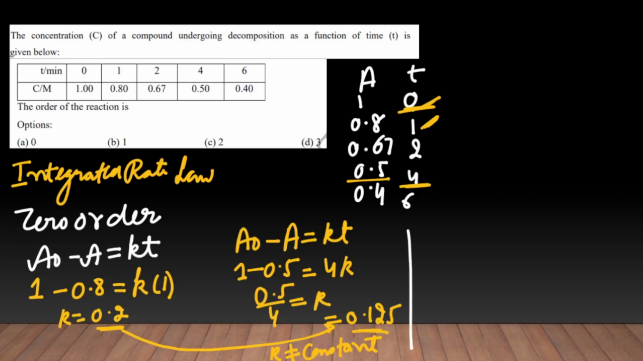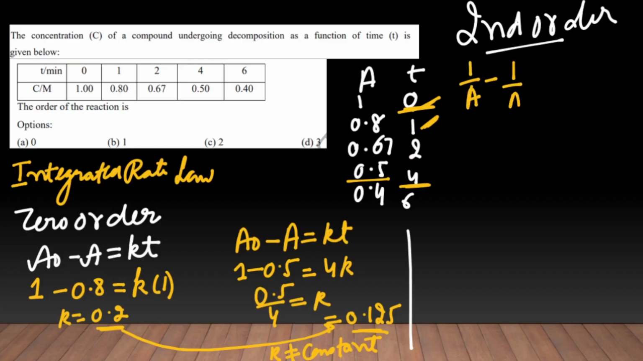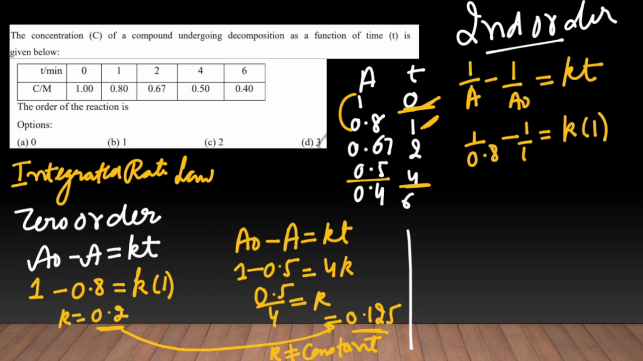Right, now after the zero order we check it for the second order kinetics. For the second order, the integrated expression is 1 by A minus 1 by A naught equals kt. So again the same data we can use. Firstly, the first two: 1 by 0.8 minus 1 by 1 is equal to k into 1 minute. So from here the k value we will get is 0.25 for this one.